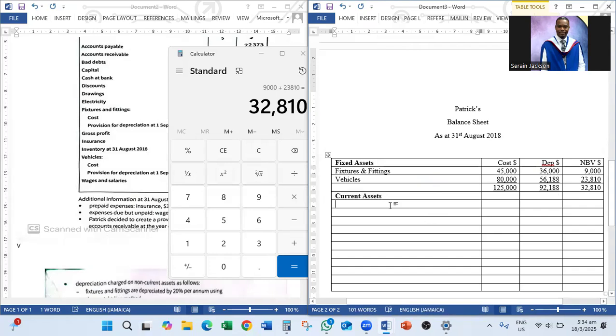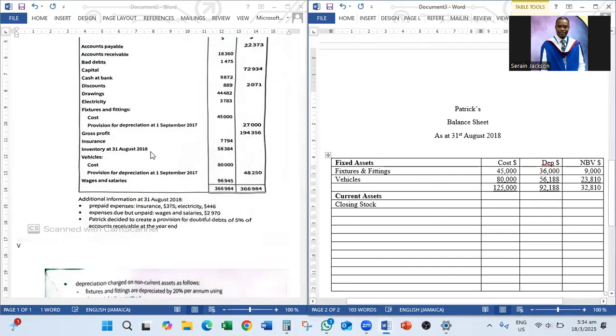All right. We start with our closing stock. Our closing stock figure was $58,384. And we're going to have our debtors, or they call them accounts receivable. So the accounts receivable, it was what? 18,360.